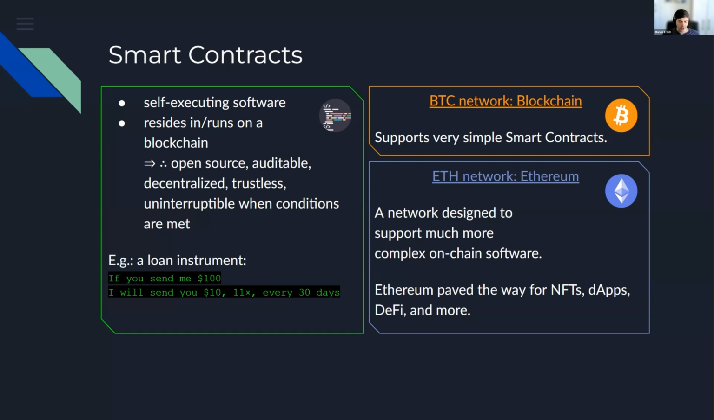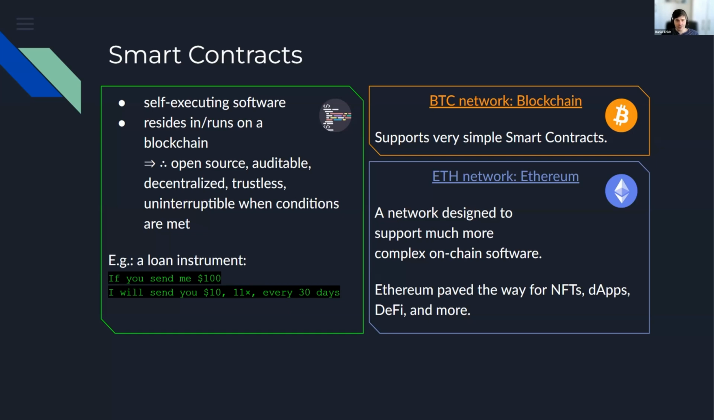And again, like all the properties of the blockchain, it is open source, auditable, decentralized, trustless, and uninterruptible when the conditions are met. So what are smart contracts used for? Well, one example is for loan instruments. I can create a smart contract that says, if you give me $100, then I will give you $10 11 times every 30 days. So it's basically a loan.